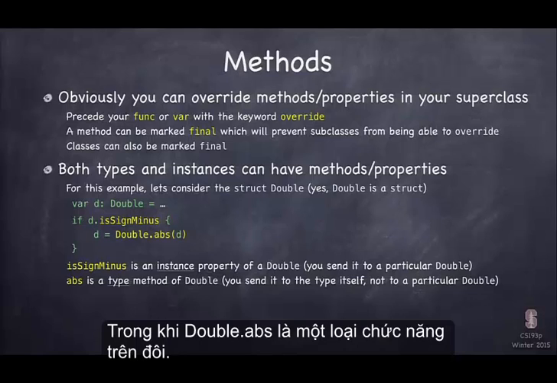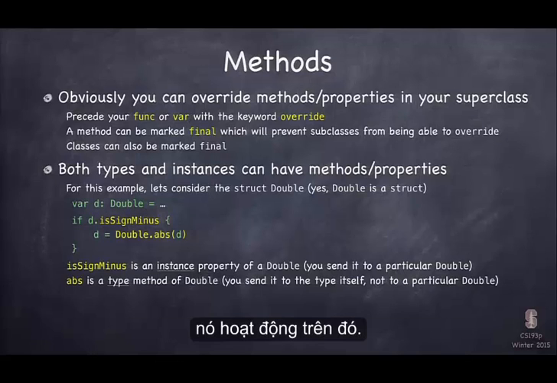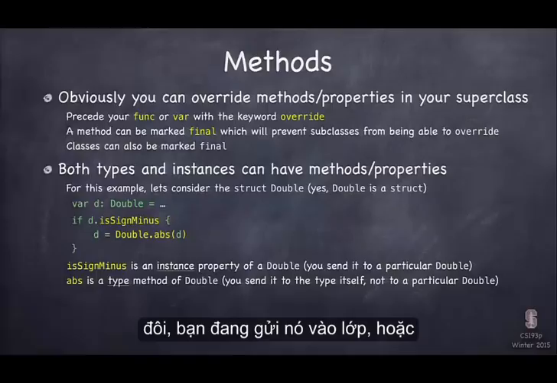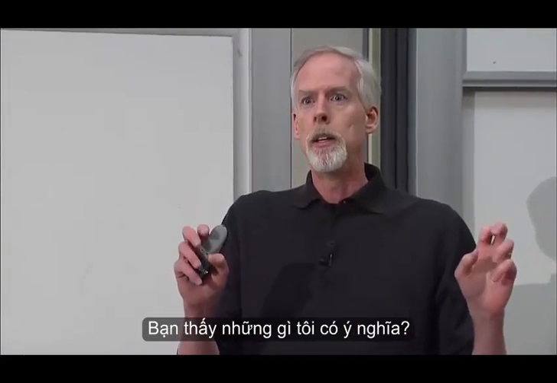Whereas double.abs is a type function on double. You pass the double you want to operate on to it, and it works on it. But you're not sending abs to a particular double. You're sending it to the class, or the struct in this case, the type. You see what I mean?